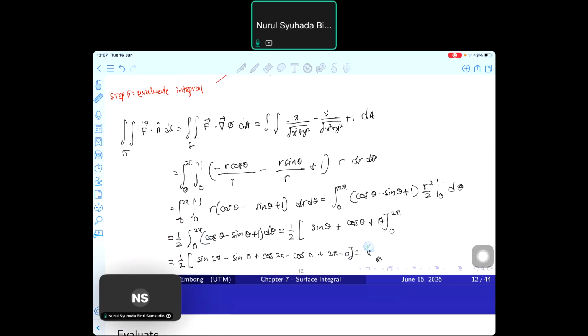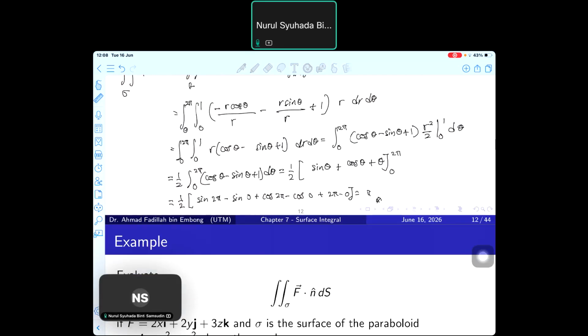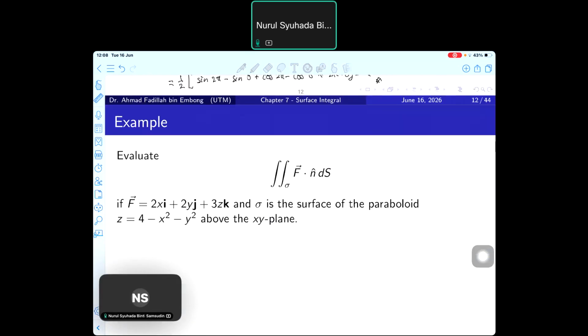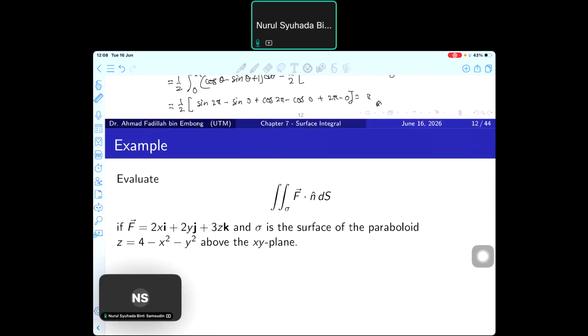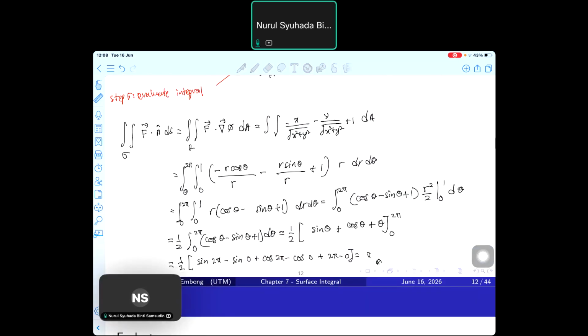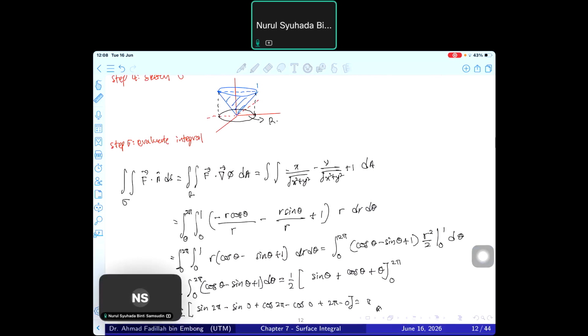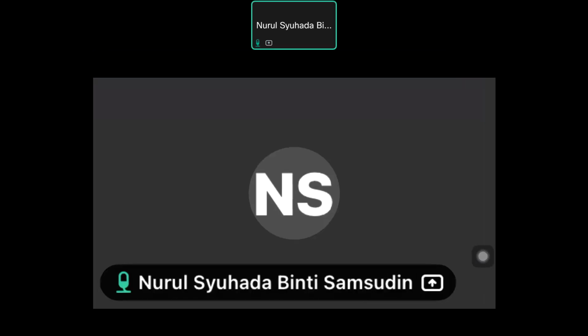So you can pause the video and try by yourself. And then the final answer should be equal to pi. Okay, so there is another example here that you can try on your own. So I will stop the video over here. In the next video, we will continue with Stokes theorem and also Cauchy theorem. Thank you.